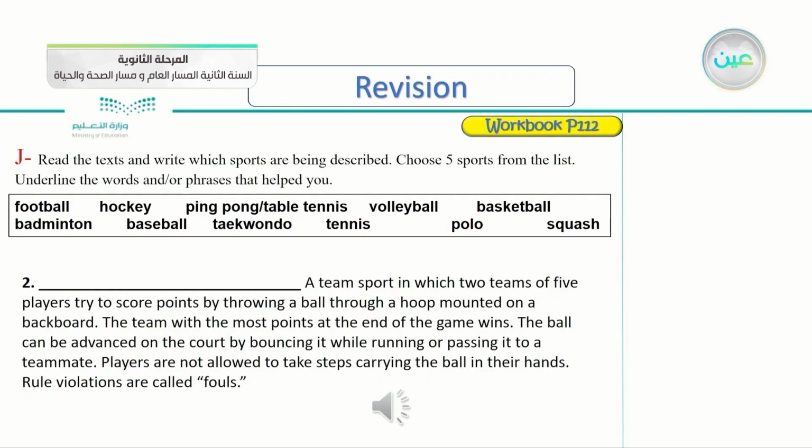2. A team sport in which 2 teams of 5 players try to score points by throwing a ball through a hoop mounted on a backboard. The team with the most points at the end of the game wins. The ball can be advanced on the court by bouncing it while running or passing it to a teammate. Players are not allowed to take steps carrying the ball in their hands. Rule violations are called fouls.